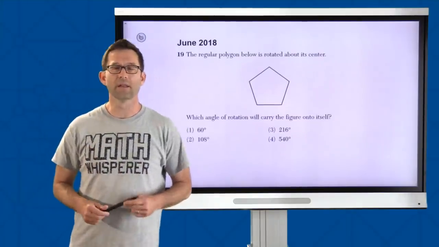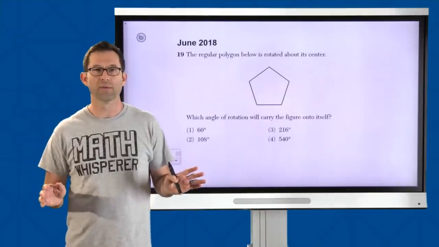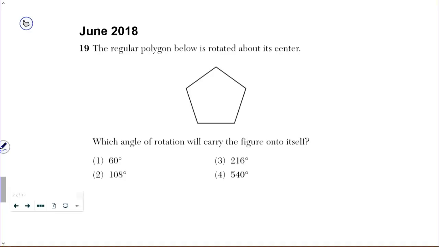June 2018, a little bit more work with just transformations. Problem number 19. The regular pentagon below is rotated about its center. Which angle of rotation will carry the figure onto itself?